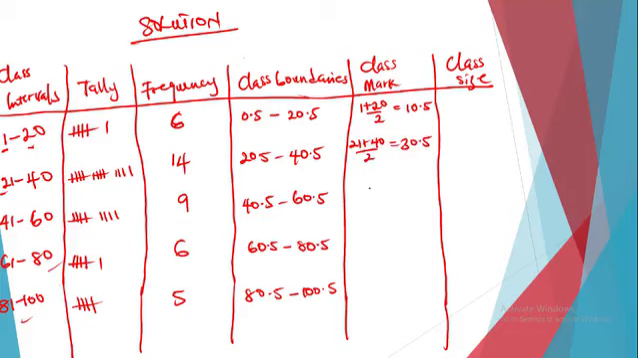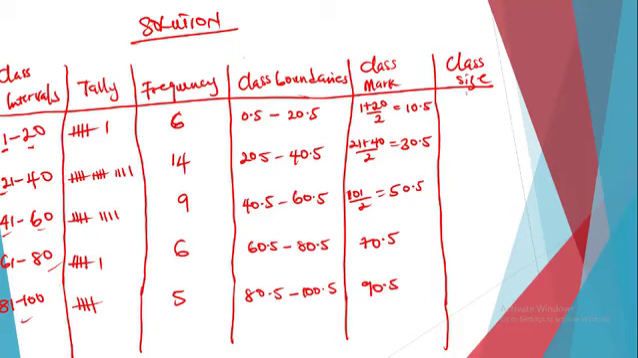Do we understand? Then same thing here, 41 plus 60, which will give us what? 101. 101 divided by 2, which will give us 50.5. If you do the same here, you have 70.5. Do the same here, you have 90.5. That's how to obtain the class mark.